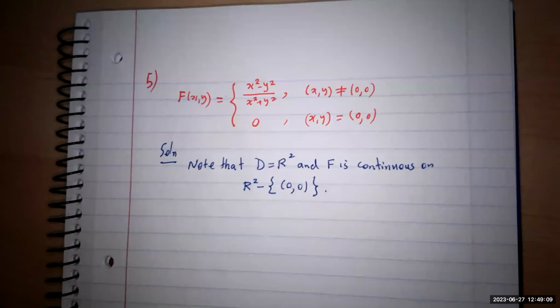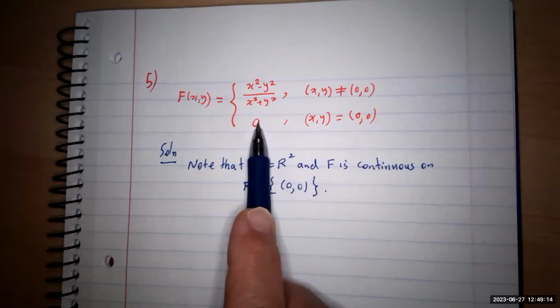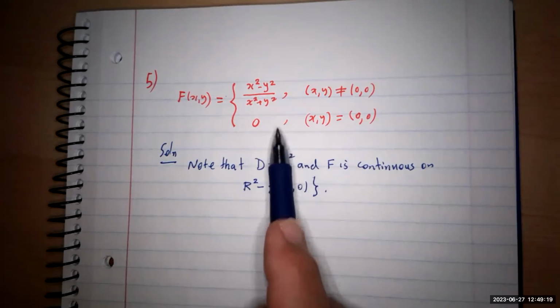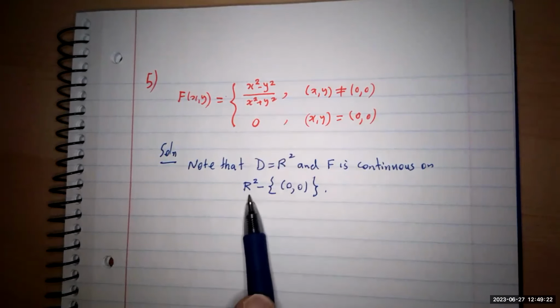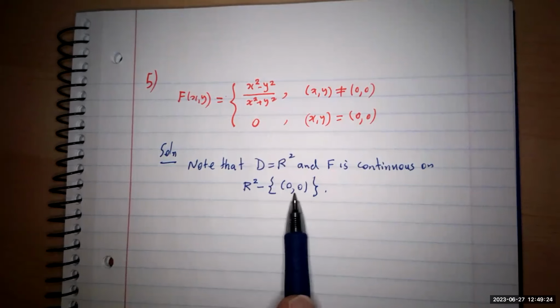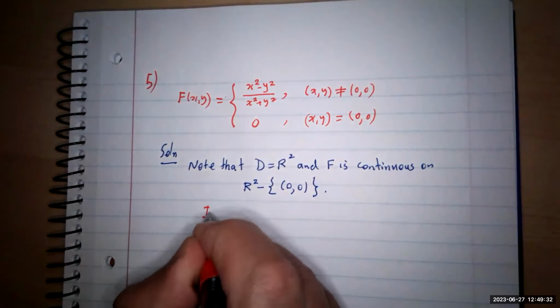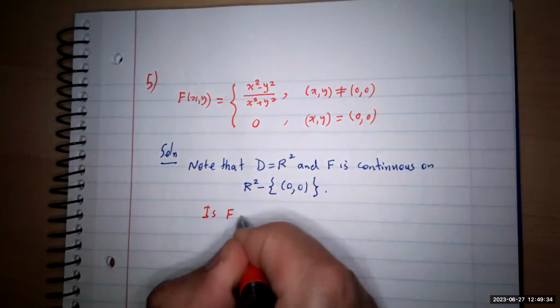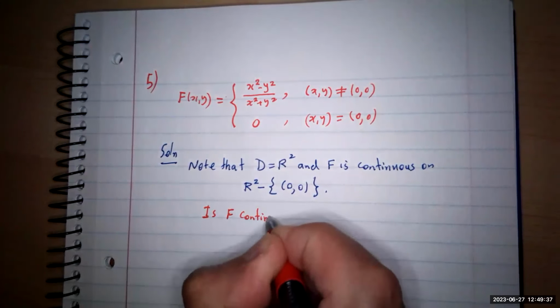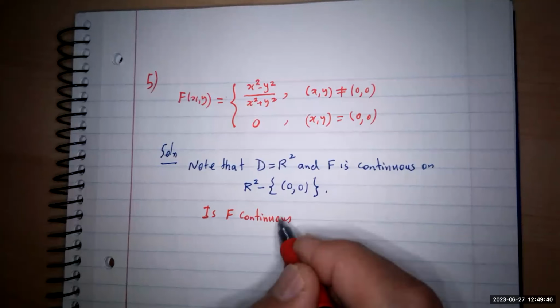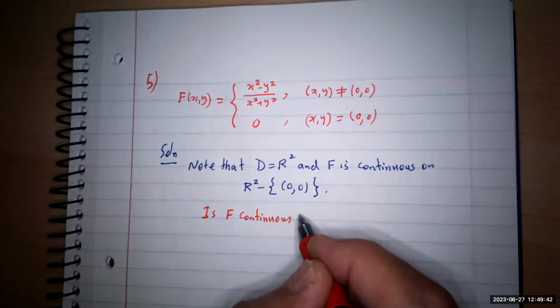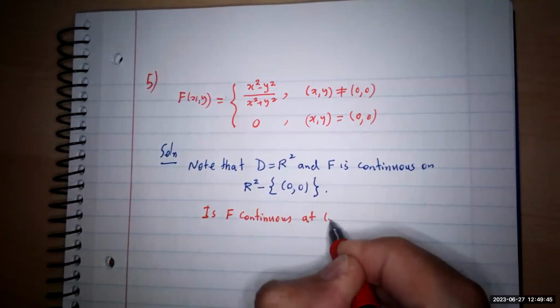Okay, so exactly as we did for the function of one variable, we have to check only continuity at (0, 0). If this function is going to be continuous at (0, 0), then it's continuous everywhere on R2. Otherwise, it's continuous on all the points except (0, 0). Okay, so what we are going to check is: is f continuous at (0, 0)?